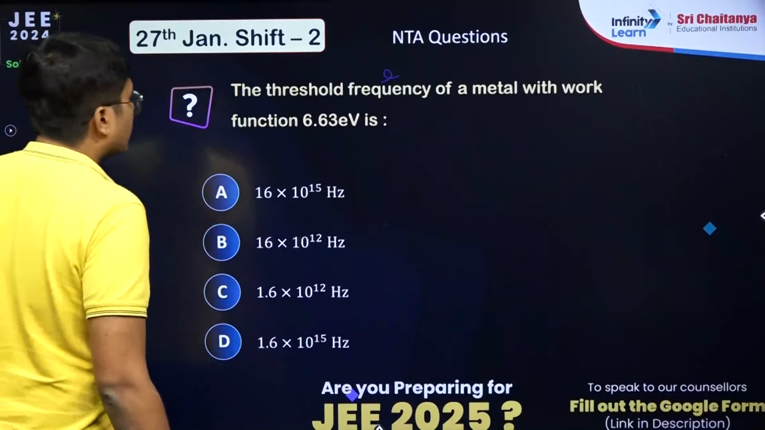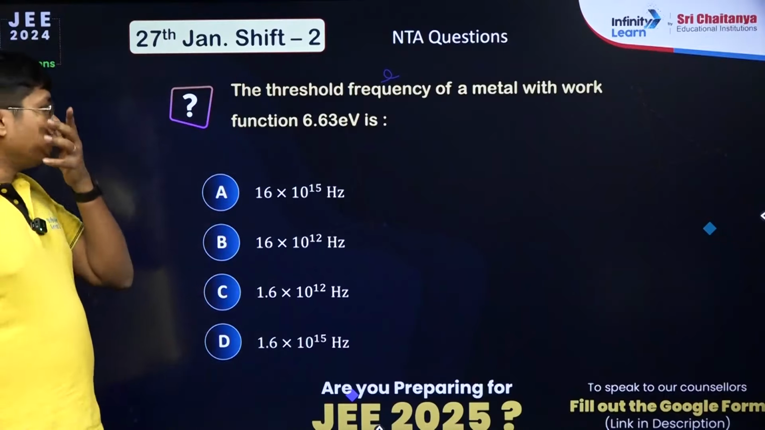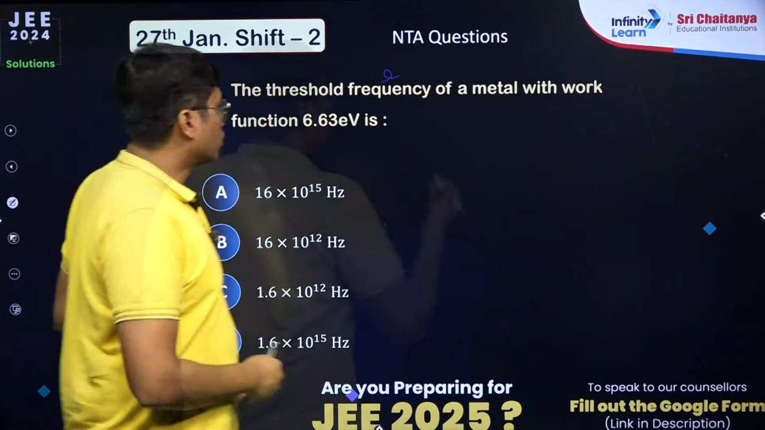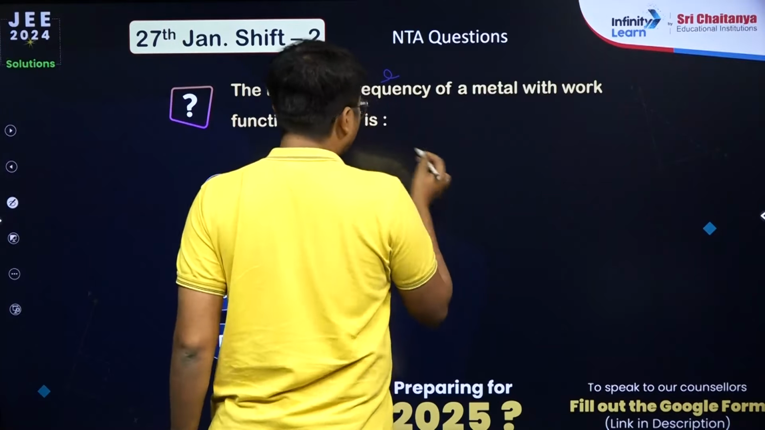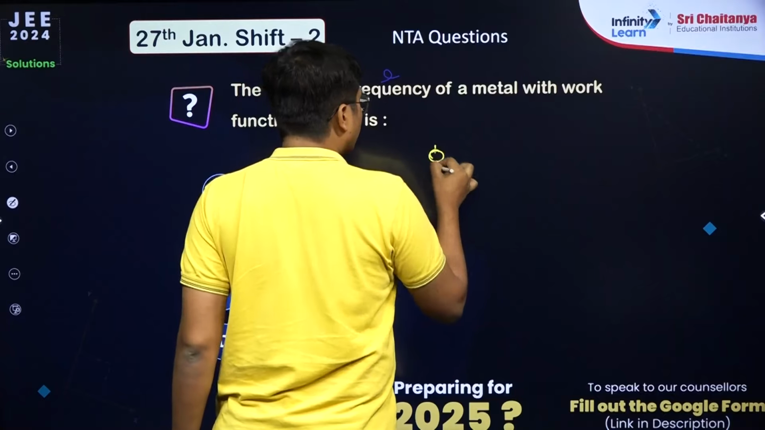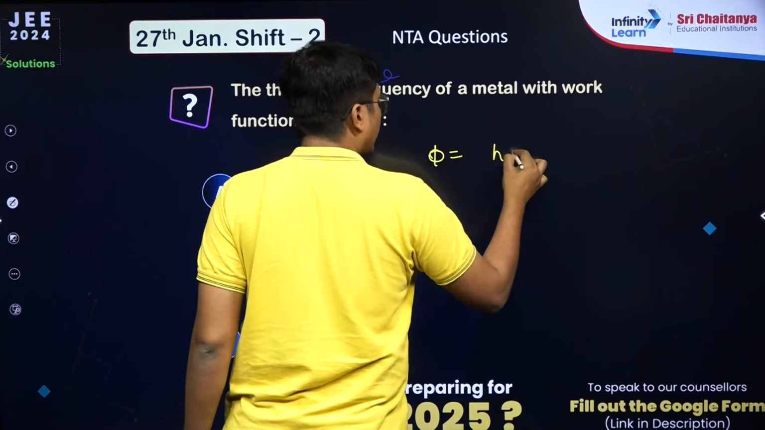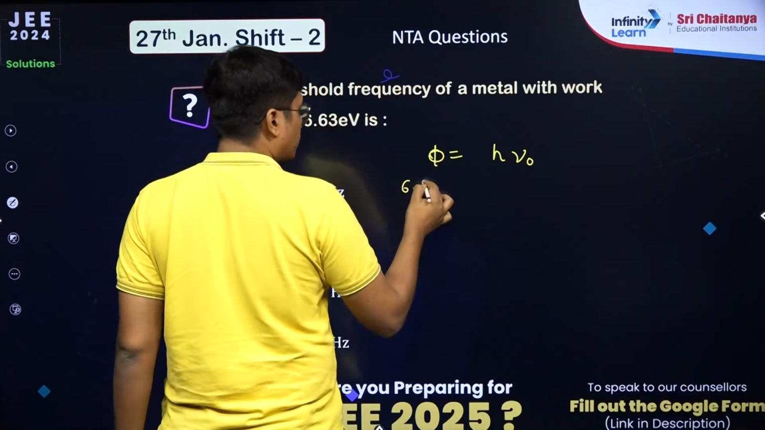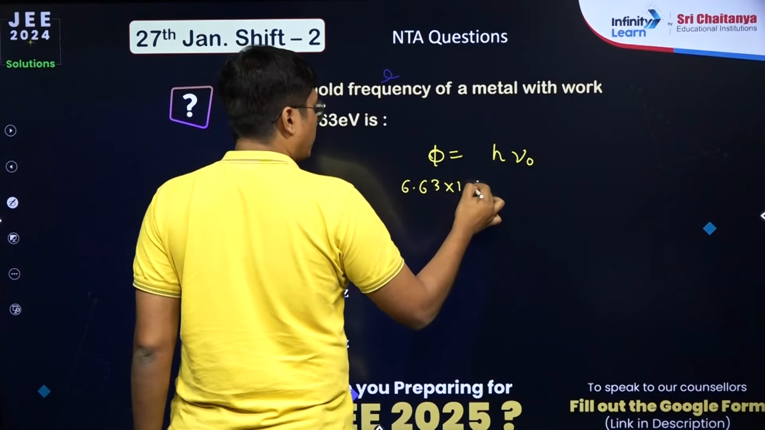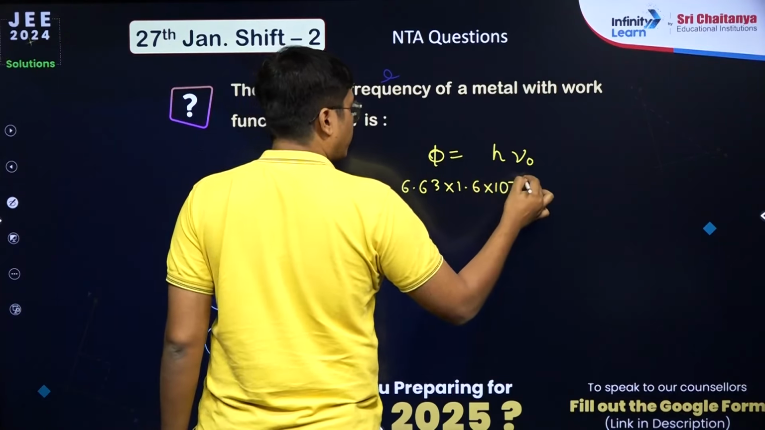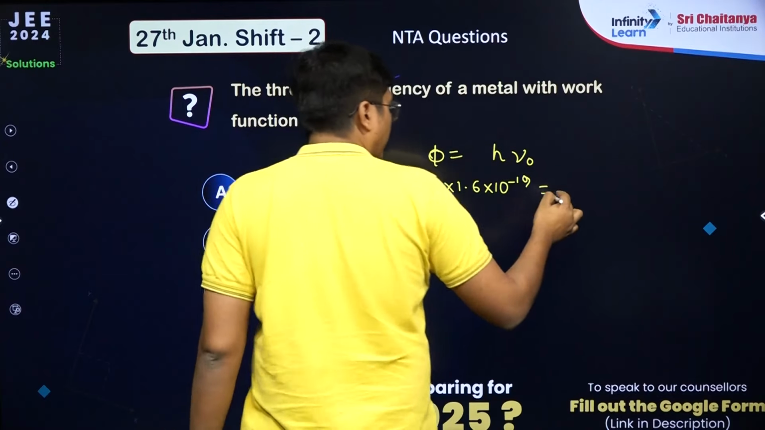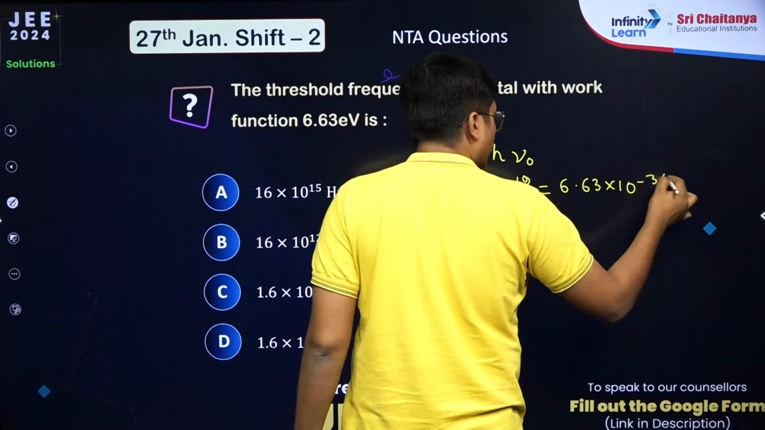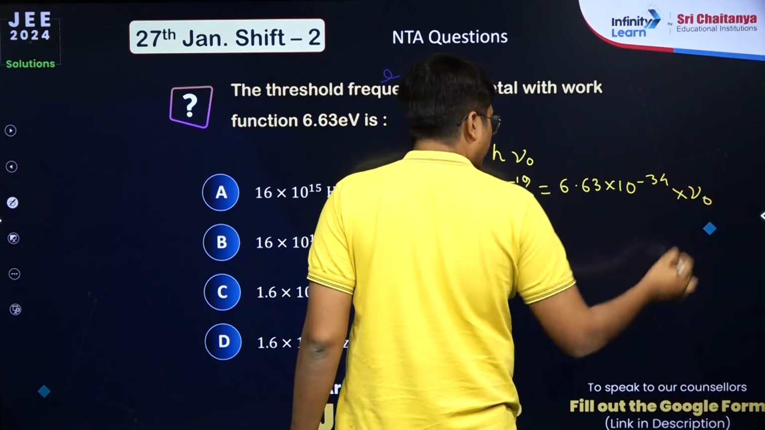Next question says the threshold frequency of a metal with work function of 6.63 electron volts is how much? So threshold frequency over here, the work function is given. So work function phi is equal to h into mu naught. 6.63 electron volts, so 6.63 into 1.6 into 10 to the power minus 19 is equal to h, which is 6.63 into 10 to the power minus 34, into the mu naught.